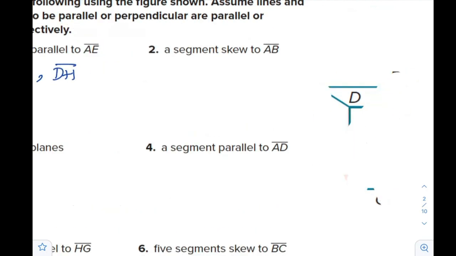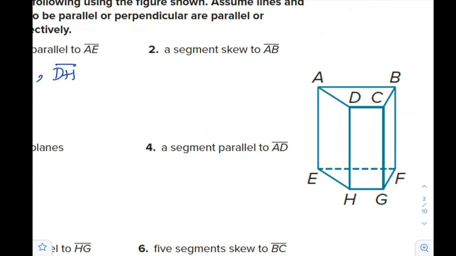Enough. Segments skew to AB. Let's erase the highlighted part here. This is AB. We are looking for lines that do not intersect with AB and at the same time are on a different plane. So we look for a straight line that does not intersect AB and is not in the same plane. For example, AD is definitely wrong because it intersects with it. DH, if you extend it forever, will not intersect with AB. So DH is an option.